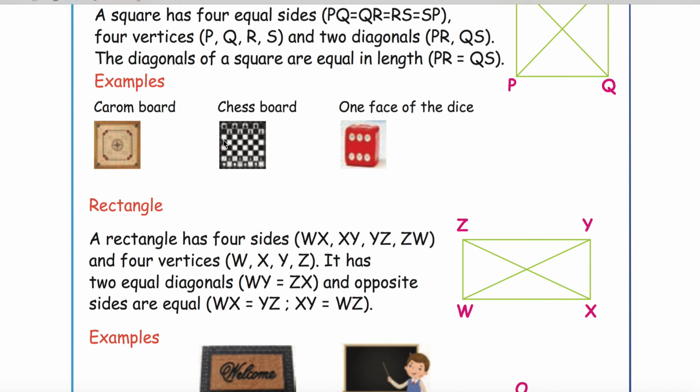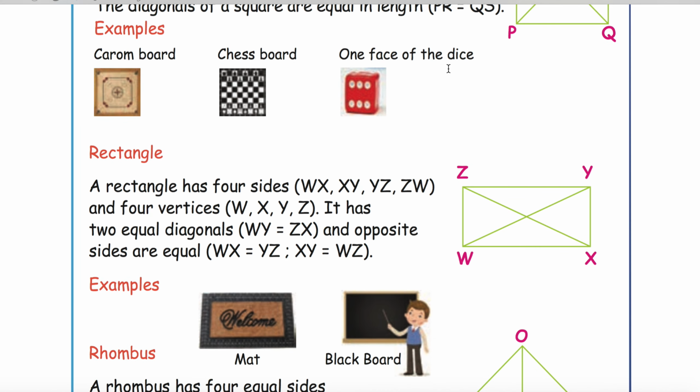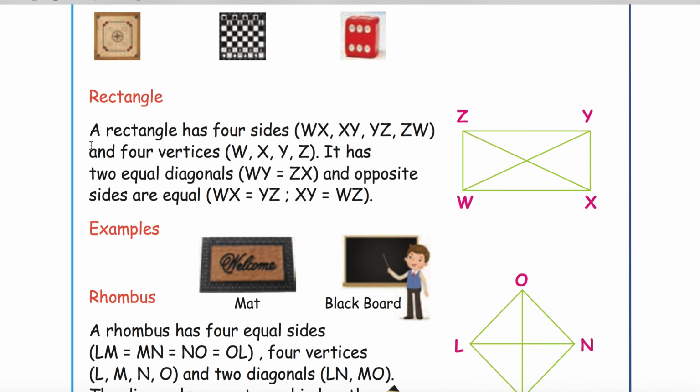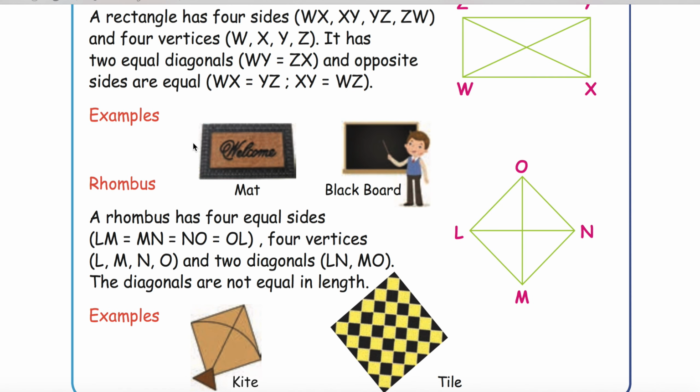Examples: carom board, chess board, one face of the dice. Since the dice is a 3D object, one face is a square. Rectangle has four sides: WX, XY, YZ, ZW. Four vertices W, X, Y, Z, and two equal diagonals WY and XZ. The opposite sides are equal: WX equals YZ, XY equals WZ. Examples: a doormat and a blackboard.